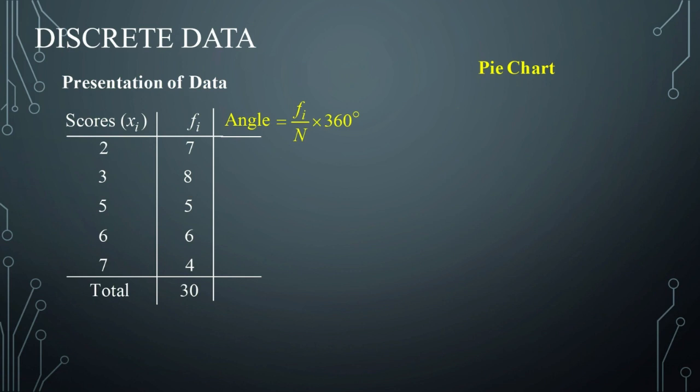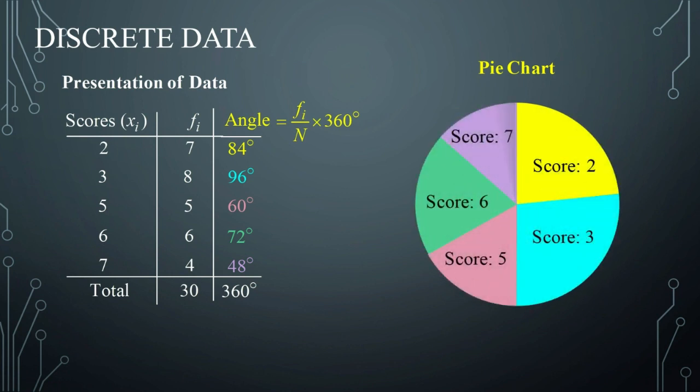For example, a score of 2 has a frequency of 7. Then I divide 7 by 30 and multiply by 360 to obtain 84 degrees. Similarly for the rest. Now the total angle should be 360 degrees. Now I draw a full circle where I use the angles calculated to allocate a sector for each score.